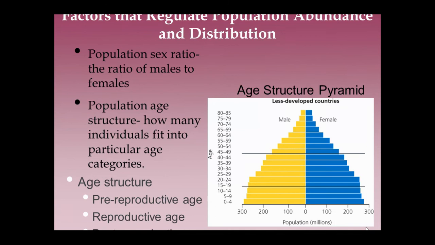The sex ratio of a population is the ratio of males to females. Because the number of offspring produced is a function of how many females are in a population, knowing a population's sex ratio helps scientists estimate the number of offspring in the next generation. A population's age structure is a description of how many individuals fit into particular age categories. Knowing a population's age structure helps ecologists predict how rapidly a population can grow.